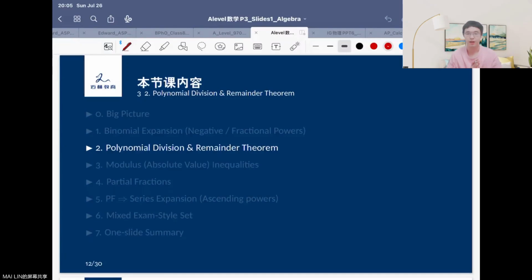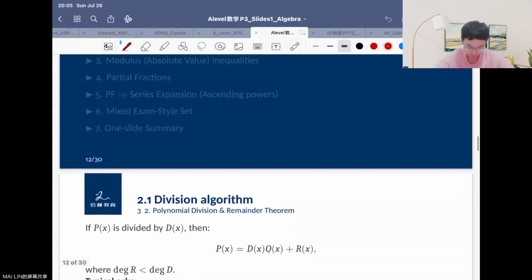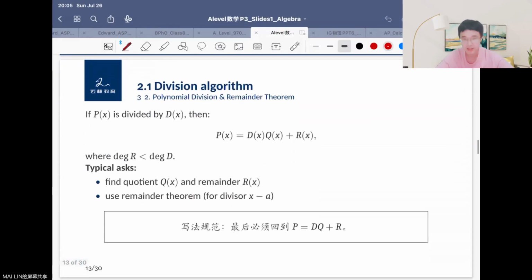Hello guys, today we are talking about polynomial division and the remainder theorem in A-level mathematics P3, okay? Let's move into the first part of it. So we can first understand the division algorithm.